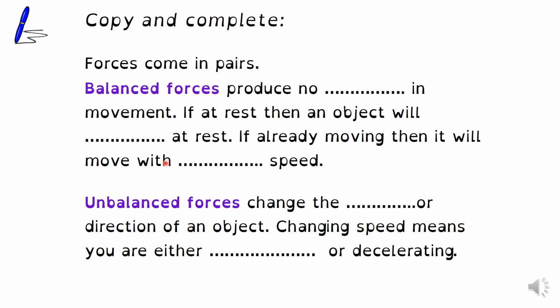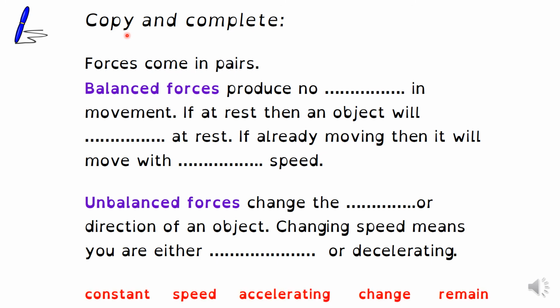I've got here a little bit of a copy and complete, which I'd like you to do. So you're going to pause the video, copy and complete this slide, and you've got to try and work out what goes in the gaps. If you are a bit stuck, then there will be some words coming up in a word bank at the bottom, and you will need to use each word once. But I'd like you to pause the video just to begin with and have a go without the words, but press play if you do need them. Okay, so if you do need some help, the words that you need are constant, speed, accelerating, change, and remain.